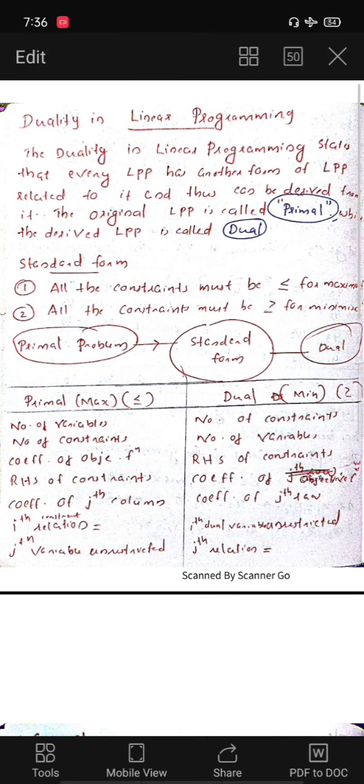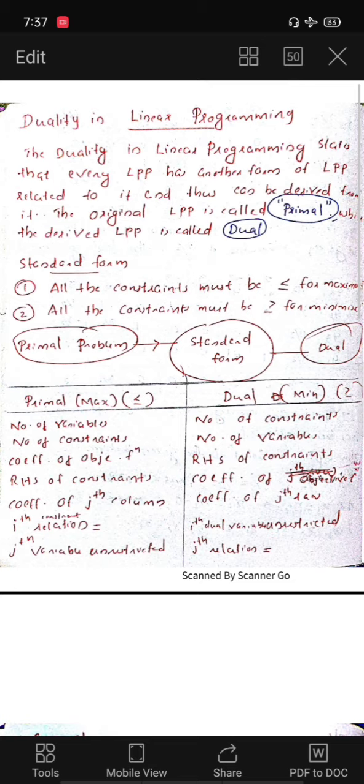Duality in linear programming. The duality in linear programming states that every linear programming problem has another form of linear programming problem related to it, and this can be derived from it. The original linear programming problem is called primal, while the derived linear programming problem is called dual. That is, each and every linear programming problem has two different forms. The first form is known as the primal form, and the second form is known as the dual form. And the dual form can be derived from the primal form.